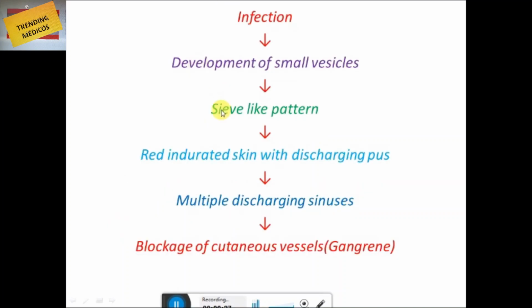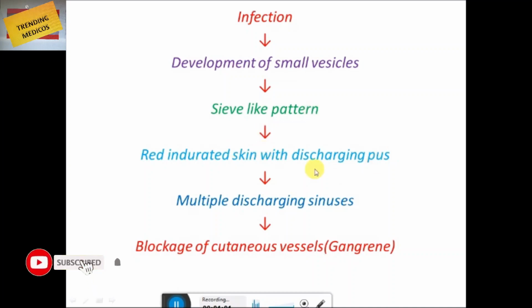You can remember this flowchart, which helps in remembering the definition also. Here it goes. Whenever there is infection, and carbuncle only obviously, we are talking in relation to carbuncle. Infection, development of small vesicles which form sieve-like patterns. In that, skin gets red and indurated with discharging pus.